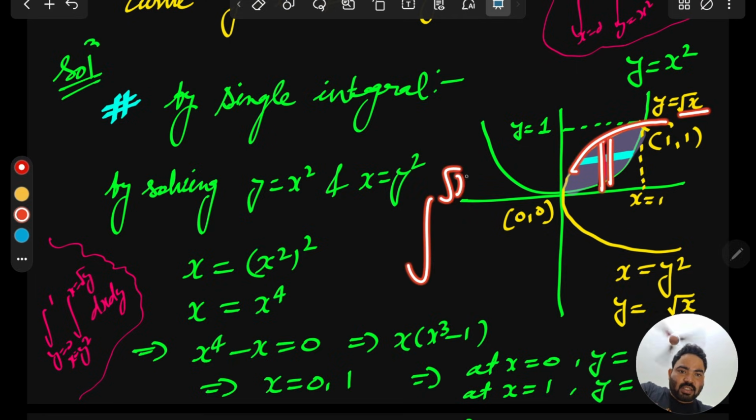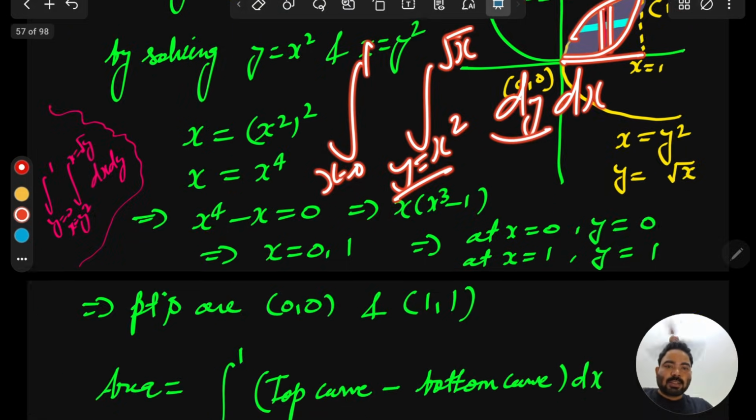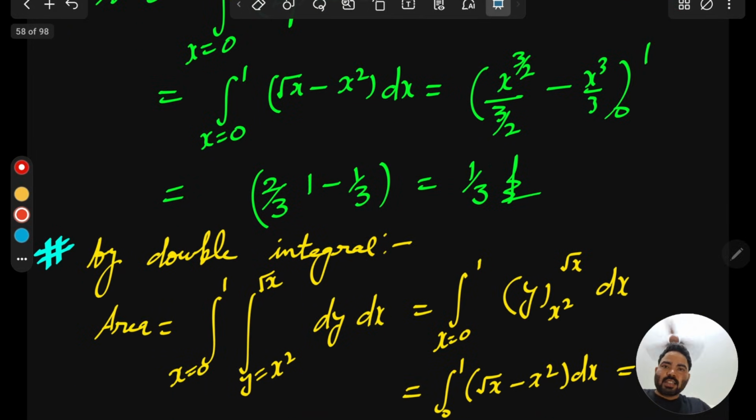So that's why the upper limit is under root x, that is, y goes up to root x. And the lower side of the strip is moving along with this x square, so the lower limit is x square. And if this is variable in x, that's why this is the y limit. And x is moving from 0 to 1, and just integrate with respect to y first, because this is the y variable limit. So this is the way you can find out the area by the double integral.